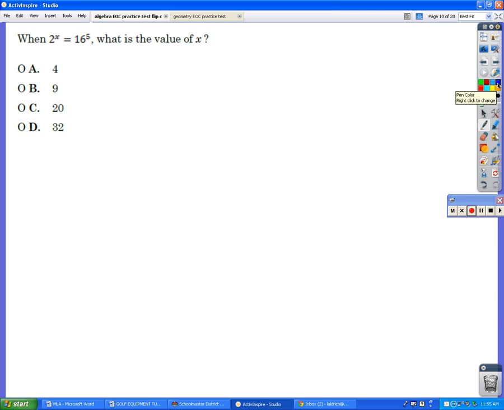Okay, next one. When 2 to the x equals 16 to the 5th, what is the value of x? Okay, this is a really tough one. What you need to do with this is, since this has a base of 2, you need to change this so it also has a base of 2. So 2 to the what power equals 16?